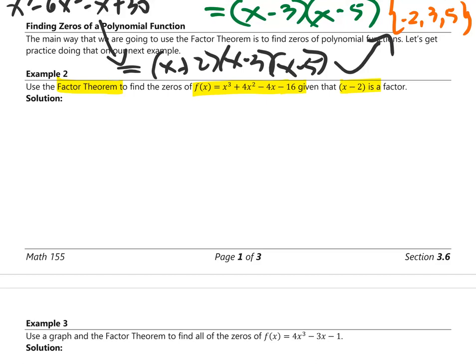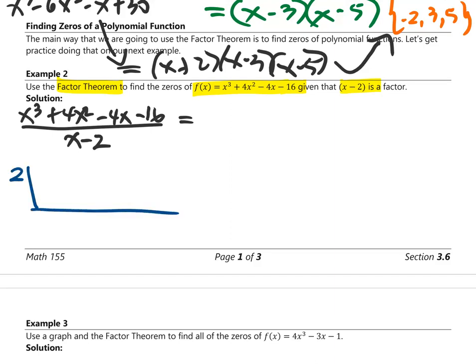So we can say that x cubed plus 4x squared minus 4x minus 16 divided by x minus 2 is equal to, we have to use synthetic division. x minus 2 is going to be the opposite, positive 2. Then get the coefficients 1, 4, negative 4, negative 16. Then bring down 1. 1 times 2 is 2. And we always add this.